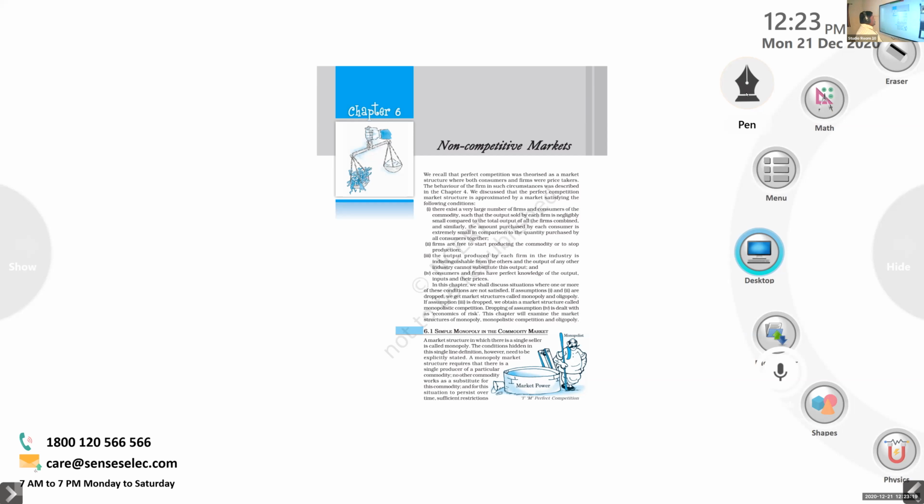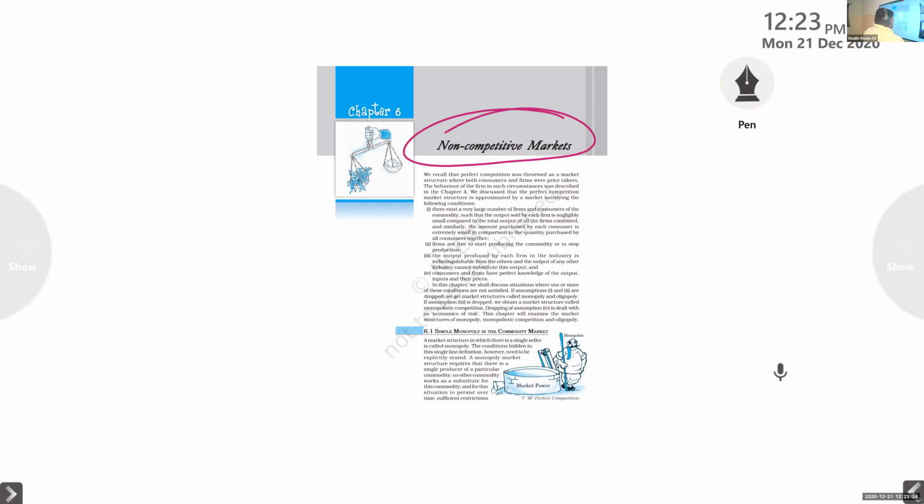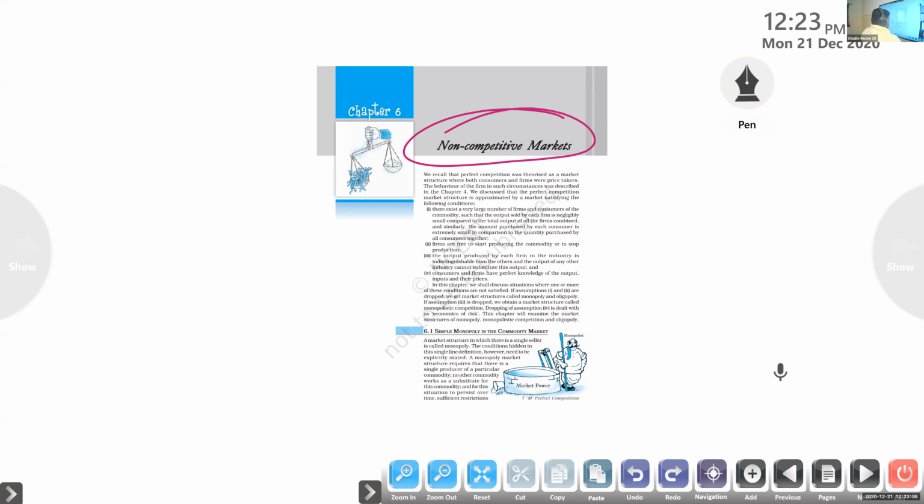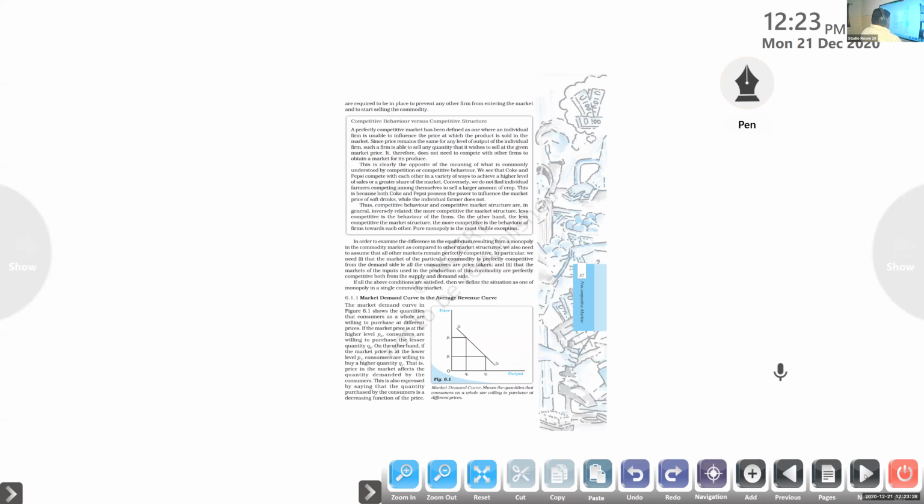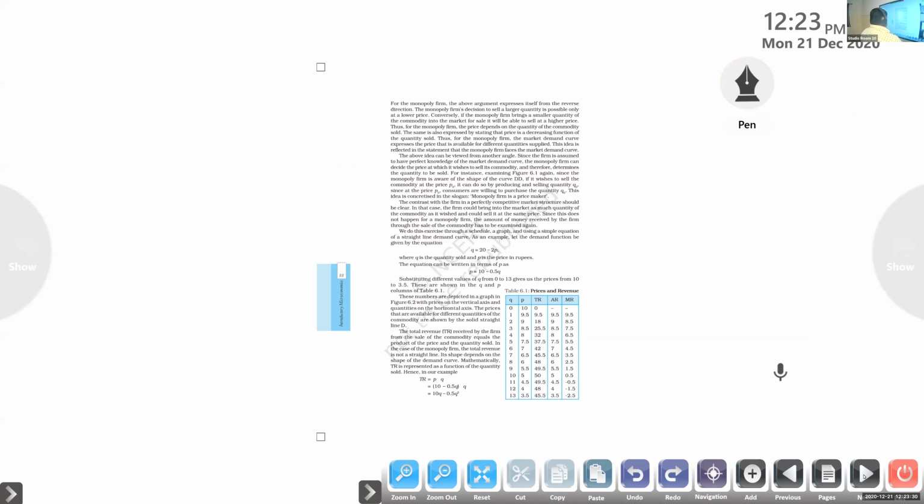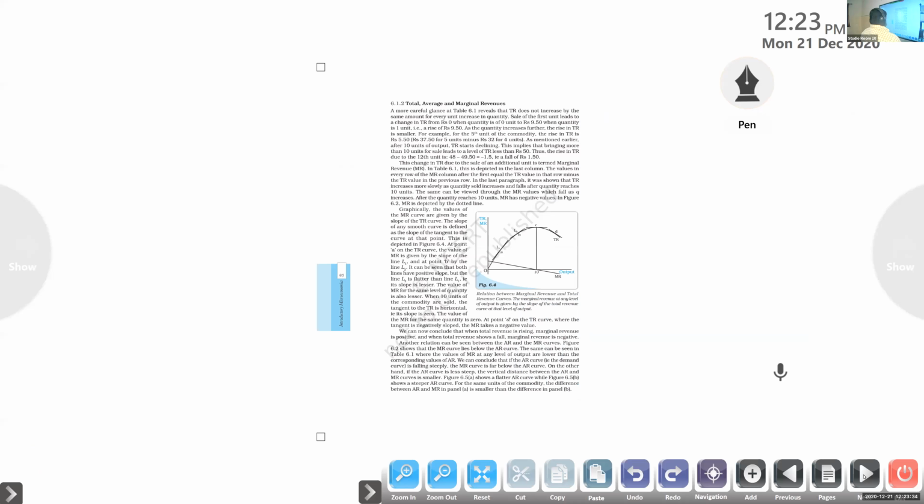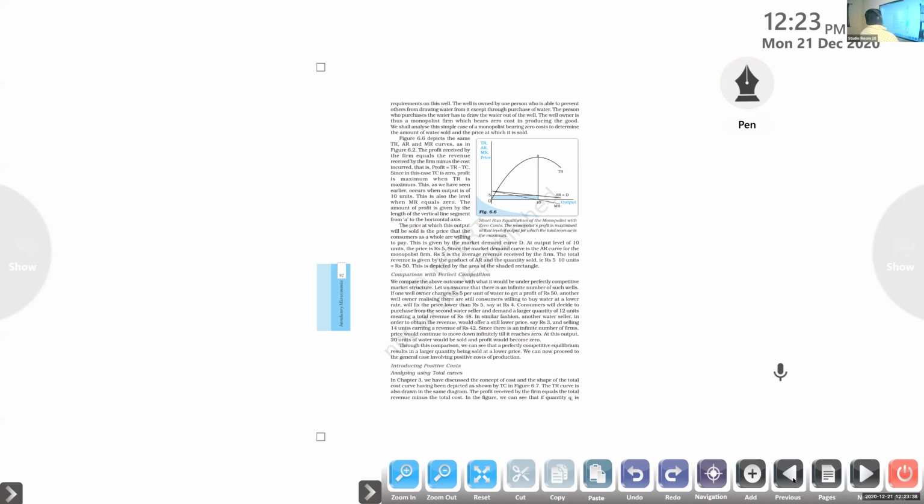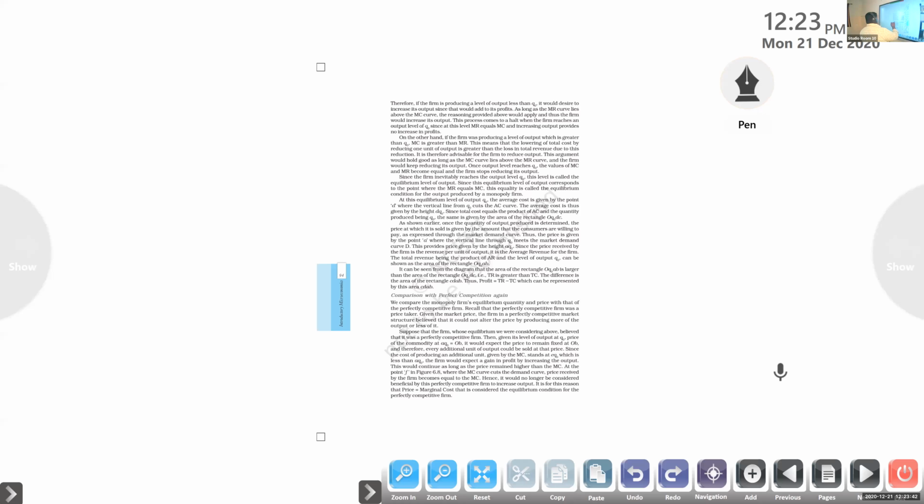Okay, chapter number 6, non-competitive markets. In the morning session, we already discussed total revenue (TR), average revenue, and marginal revenue in a non-competitive market condition. Now in this class, we want to discuss the short-run equilibrium of the monopoly firm.